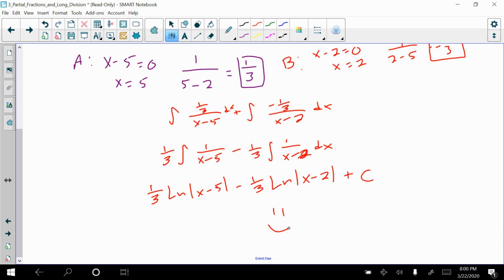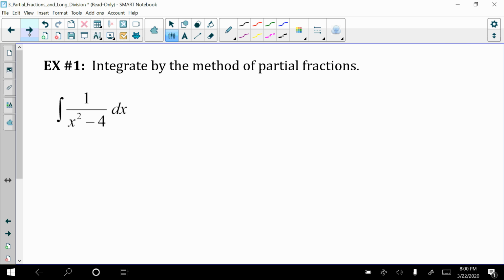And I know the examples that you have in your notes don't ask you to work the whole thing out, but that's essentially what we would do.